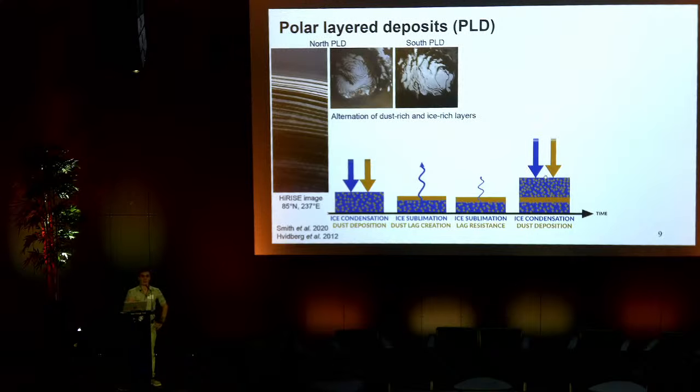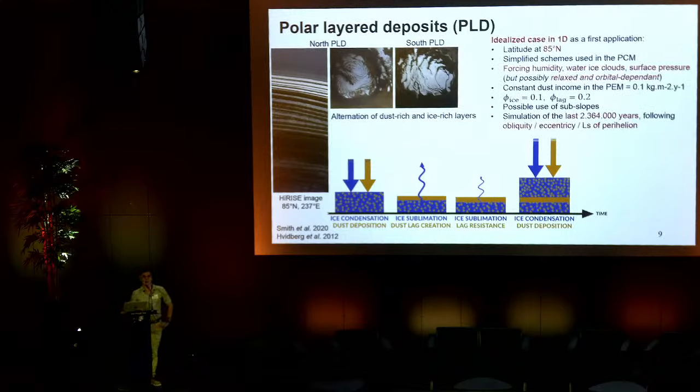And when the conditions for ice to condense at low obliquity are met again, then you create a new layer. For my simulation, I will do a really idealized case in 1D. I will put myself at 85 degrees north, and I will use a very simplified scheme in the PCM to get a fast simulation, and I will force the humidity and the water ice clouds in the atmosphere. I will also force the surface pressure.